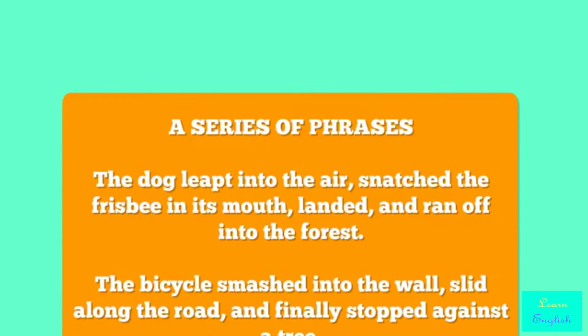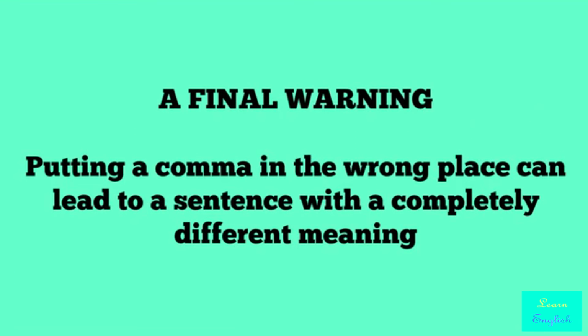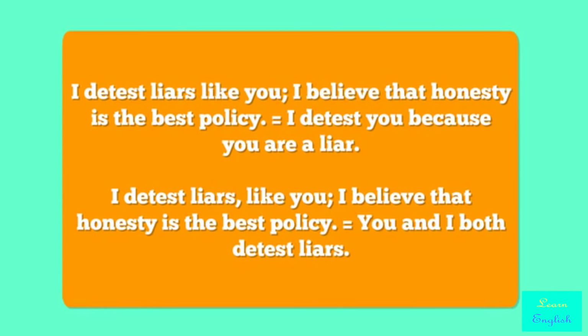A final warning. Putting a comma in the wrong place can lead to a sentence with a completely different meaning. For example, I detest liars like you. I believe that honesty is the best policy. Means I detest you because you are a liar. I detest liars, like you. I believe that honesty is the best policy. Means you and I both detest liars.